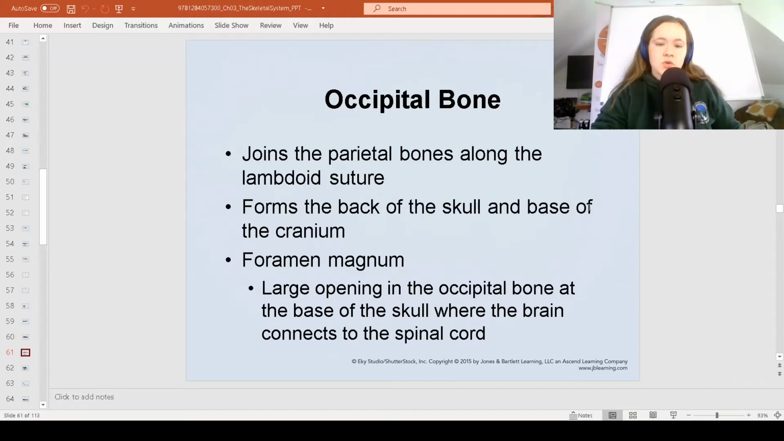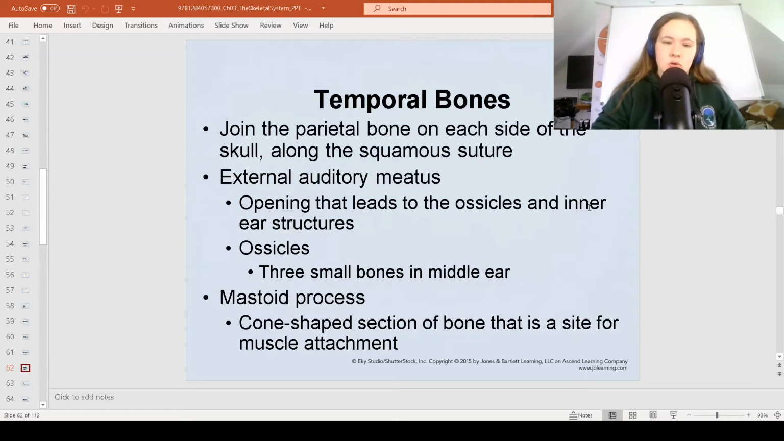The occipital bone joins the parietal bone along the lambdoid suture and forms the back of the skull and the base of the cranium, so basically the back of the head. Foramen magnum is the large opening in the occipital bone at the base of the skull where the brain connects to the spinal cord. Temporal bones join the parietal bone on each side of the skull along the squamous suture.